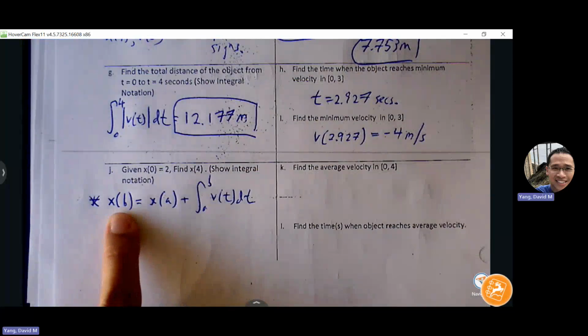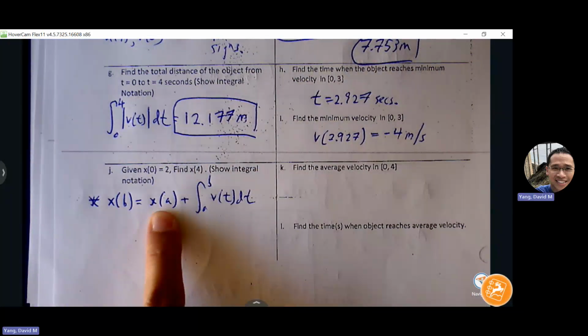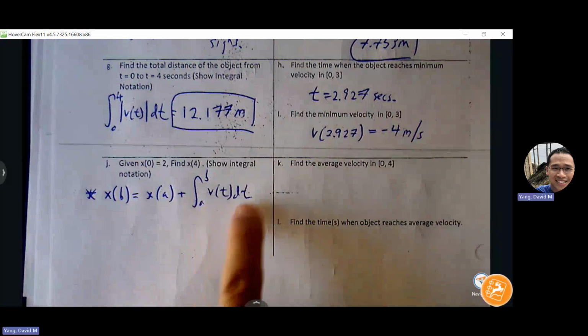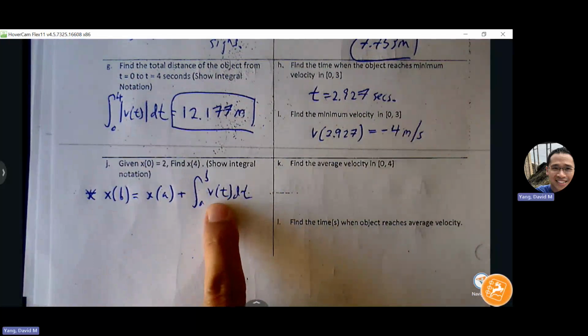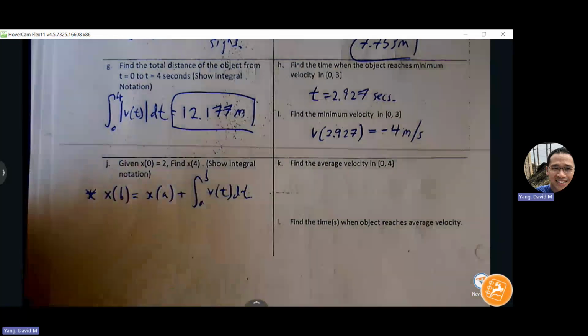If I want to find out where I'm going to end up, I need where I'm going to start, plus how much progress I made in that time interval, and that's going to give me my ending position.